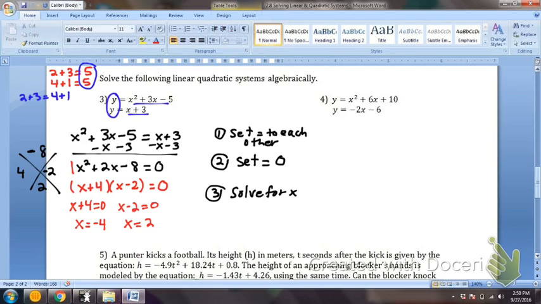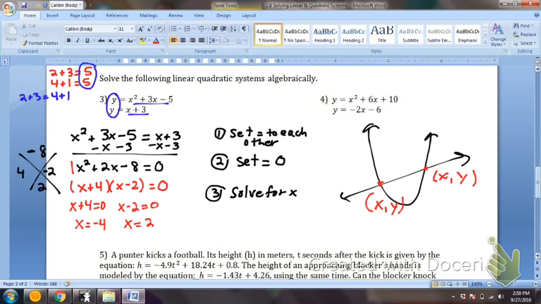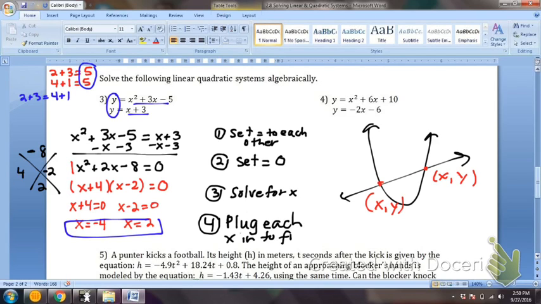Okay, but think about what we're doing. We are solving for the points where a parabola is intersecting a line. And each of these points is an xy pair, right? But right now, all I have over here are just my two x's. So why don't I plug them back in? Good idea, Darius. So we're going to plug each x in to find the y value that goes with that x, one at a time. Step number 4 is to plug each x in to find the corresponding y. That means to find the y that goes with that particular x.